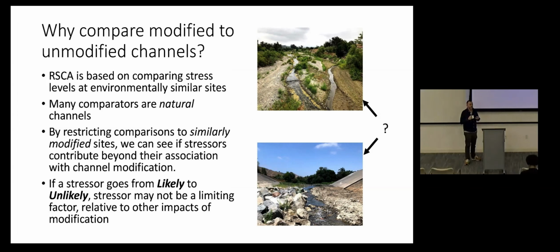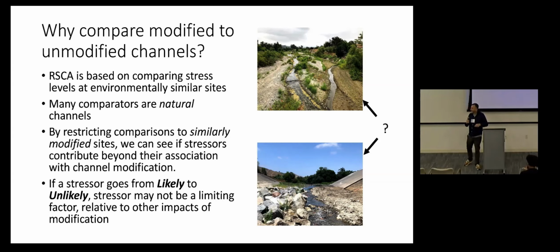Now you may be asking, you're comparing the data you collect at these modified channels, and a lot of your comparators are probably not modified. They're natural channels. Is that really giving you a useful insight into what's going on? So what we decided to do is take a look at what would happen if we redid our analyses, but only compared our modified channels to similarly modified channels. So if you have a hard bottom channel, you want to know how it compares to higher scoring hard bottom channels.